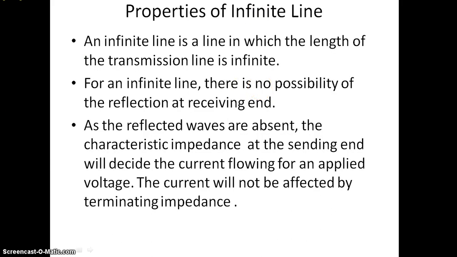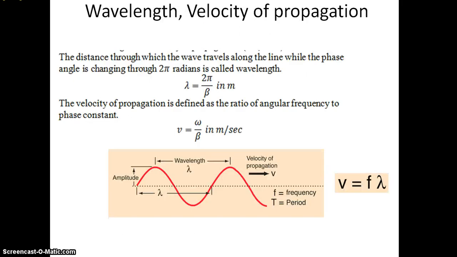So what are the properties of an infinite line? An infinite line is a line in which the length of the transmission line is infinite. For an infinite line, there is no possibility of reflection at the receiving end. As the reflected waves are absent, the characteristic impedance at the sending end will decide the current flowing for an applied voltage. So the current will not be affected by the terminating impedance. For an infinite line, the impedance is the characteristic impedance and there is no reflection.